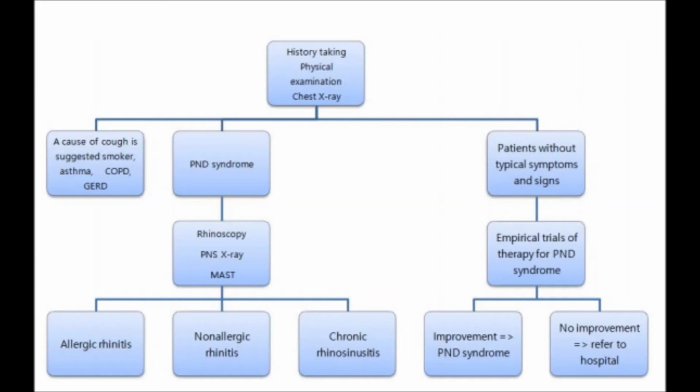For patients with chronic cough who do not have suspected symptoms or signs of specific underlying disease, empiric therapy for PND syndrome was used for 1-2 weeks. Patients with symptomatic improvement were diagnosed with PND syndrome. Patients who did not improve symptoms were referred to a senior hospital for further testing.